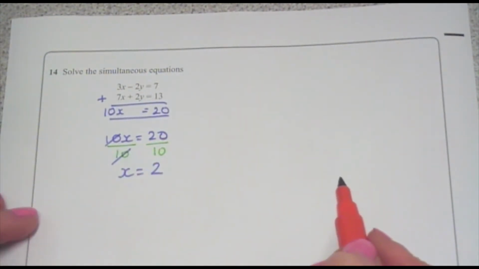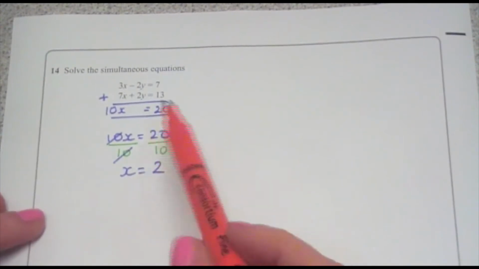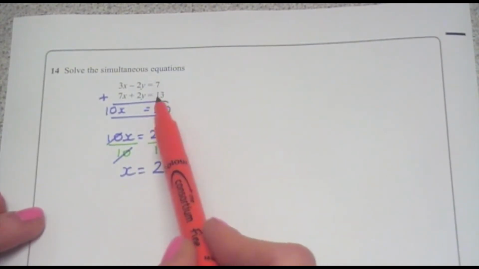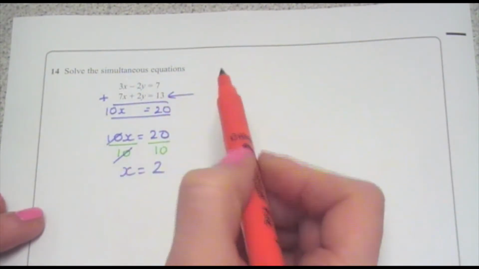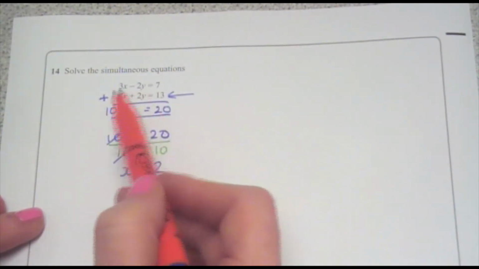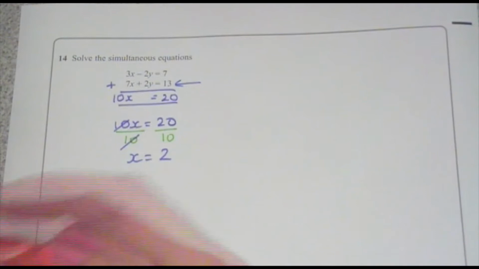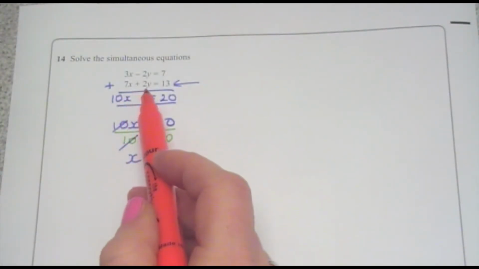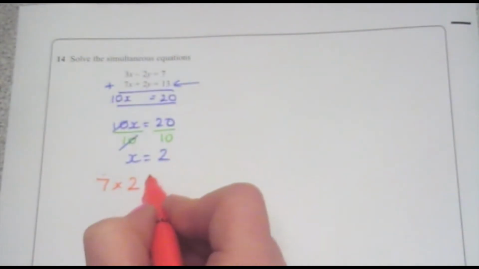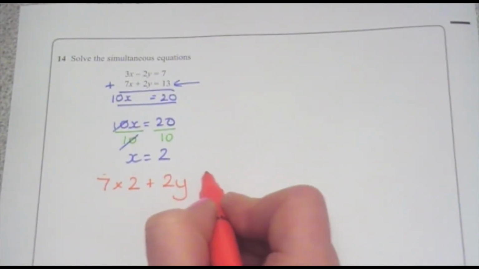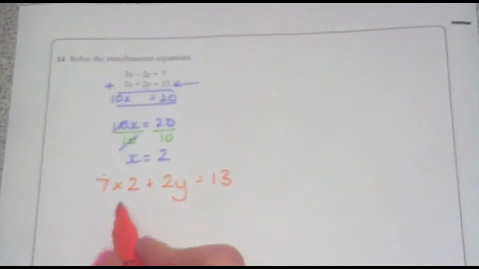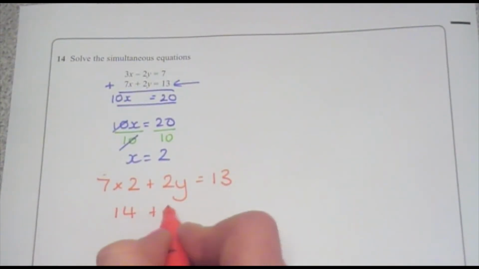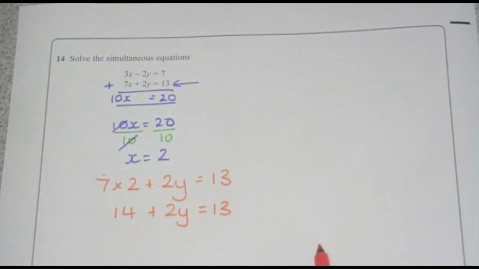So x equals 2. I then need to substitute my new x value into one of the original equations. I'm going to choose to substitute it into this one, purely because it doesn't involve any negatives, and sometimes negatives can get a bit sticky. Alright, in this new equation, I've got 7 times x plus 2 lots of y equals 13. I now know what x is, so I'm going to do 7 times 2, plus 2 lots of y, which I don't know yet, equals 13. 7 times 2 is 14, plus 2y equals 13.